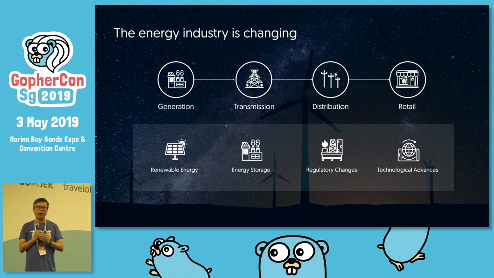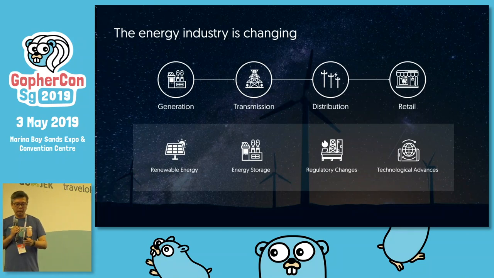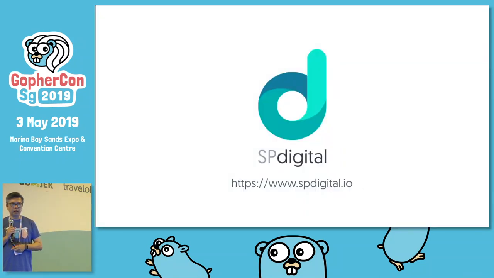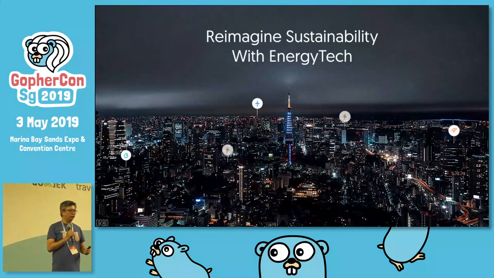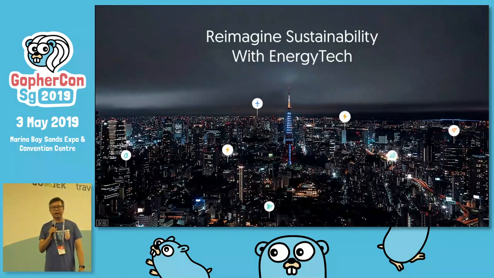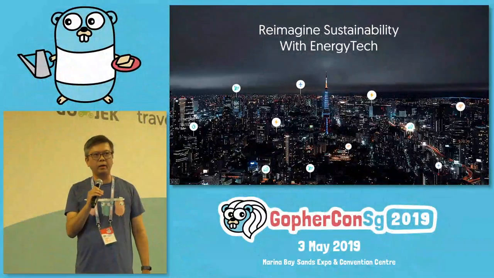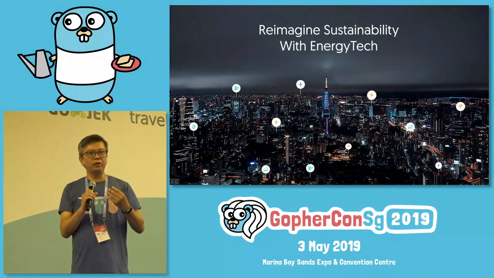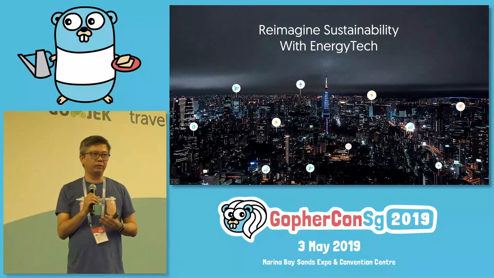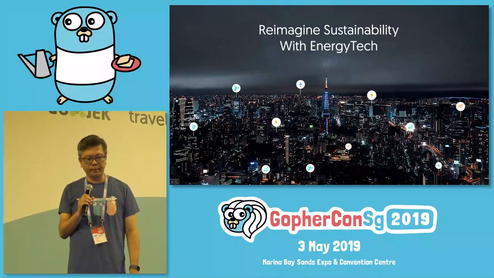Regulatory changes: utilities are always regulated, and what is certain is that there will always be changes in the regulations. And finally, a lot of technological advances have been happening in the industry. That's the reason why we set up this team, SB Digital, which is a part of Singapore Power Group. Our vision is to reimagine sustainability with energy tech. It's a bit of a buzzword, energy tech, but the vision of the team is we want to achieve sustainability, and how we want to do it is through technology. We call it energy tech.